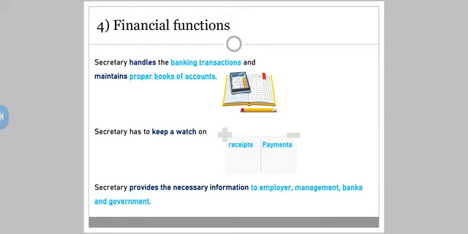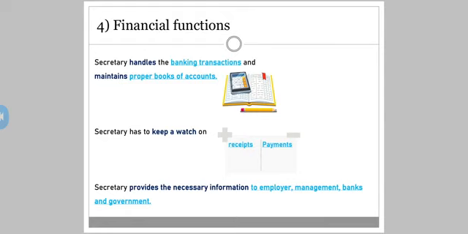Books of accounts are nothing but the ledger and journal you make, as you must have started studying in your bookkeeping and accountancy, books of accounts. Now, the secretary has to keep watch on the receipts and payments. What are the receipts and payments?